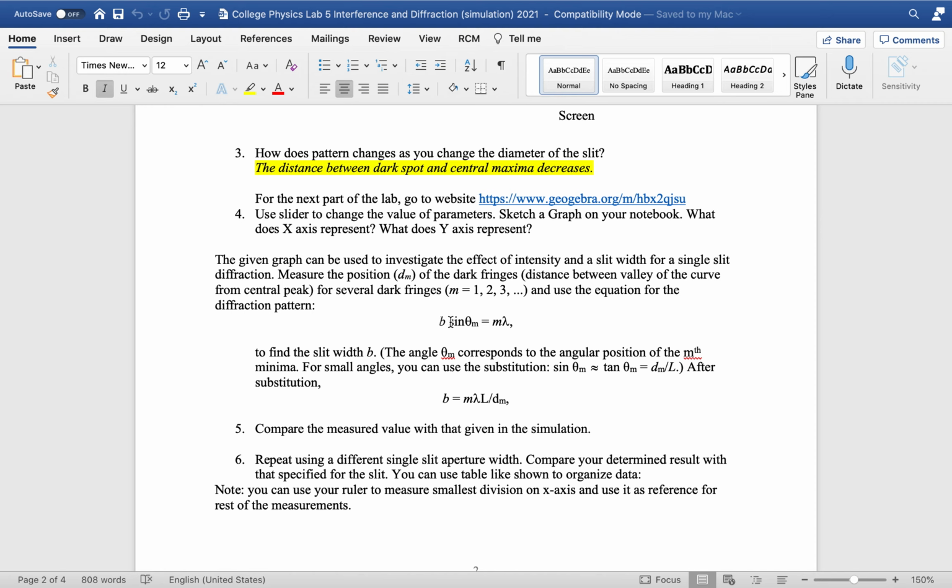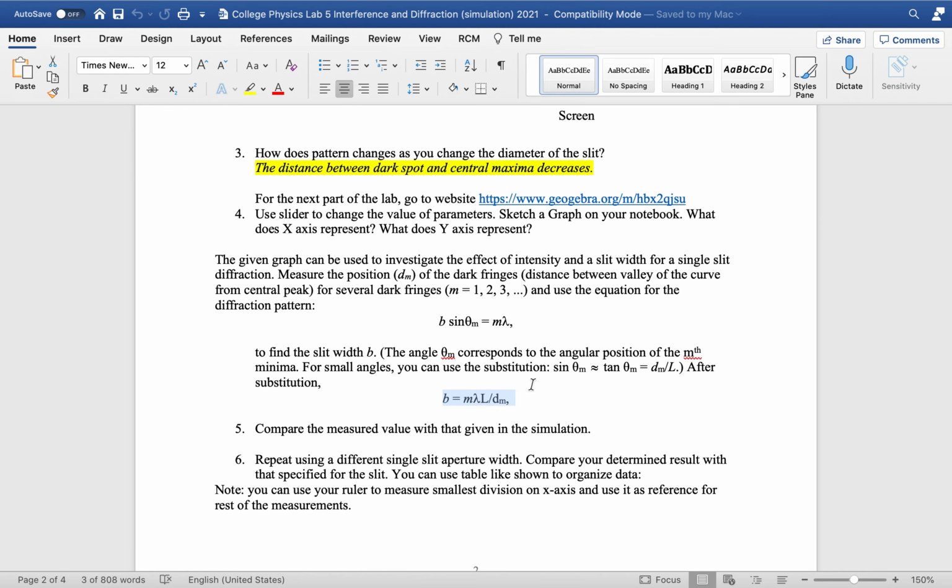For a very small angular position theta m, we can write sine theta as equal to tan theta, and it really turns out to be dm divided by L. And then after substitution they should really use not this equation but this one. This is right, b equal to m lambda L divided by dm.